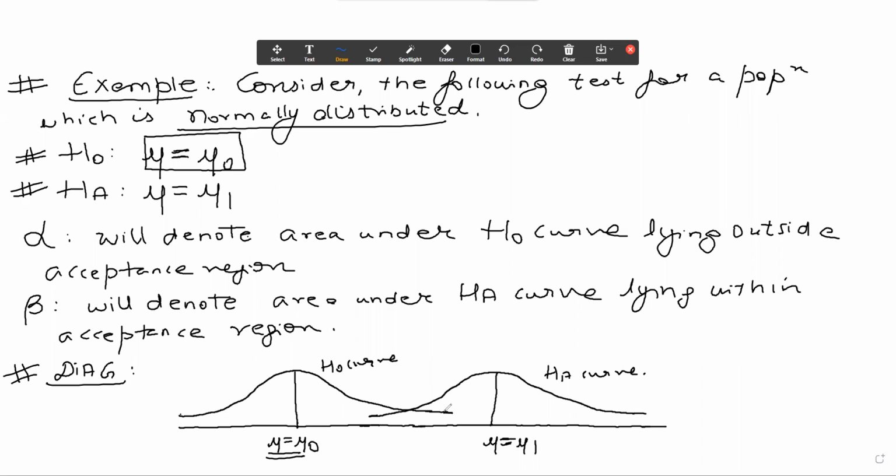Now, if you look at the H0 curve, my level of significance I can divide into two parts because it's two-tailed. You can clearly see this part is alpha by 2, and this part is also alpha by 2. What was alpha? Probability of type 1 error. And what was type 1 error? Type 1 error was rejecting the null hypothesis when it should be accepted.